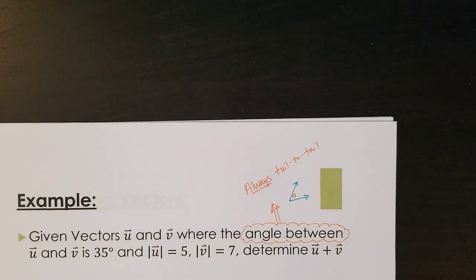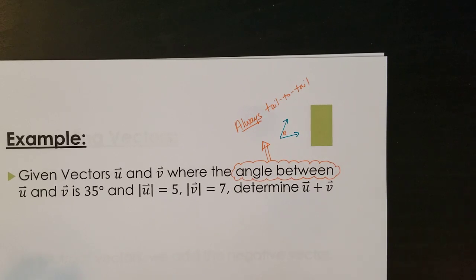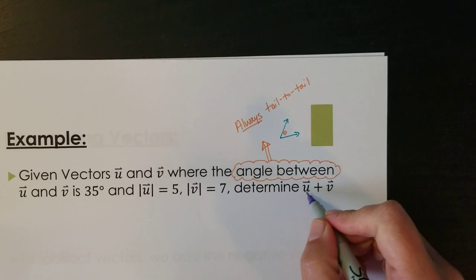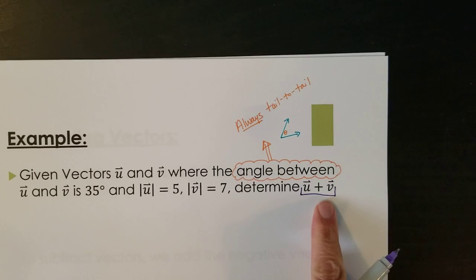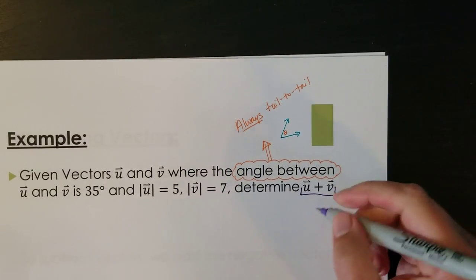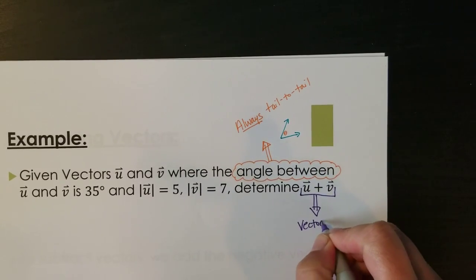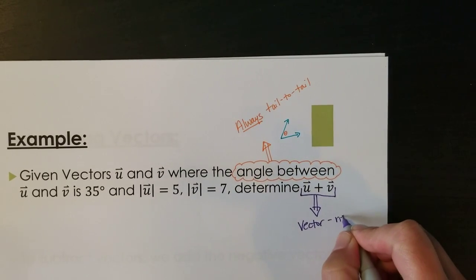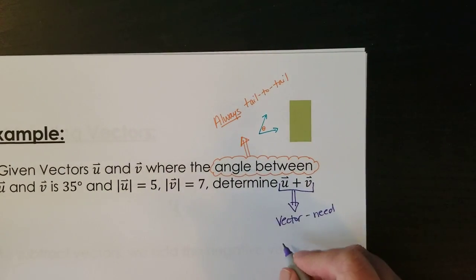The other piece of this that unfortunately I often have people miss on an assessment no matter how many times I say it, so please don't be the one who gets half marks on an easy question, is that if I say determine u plus v, that is a vector. This is a vector answer. So what does a vector have? A vector has magnitude and direction.